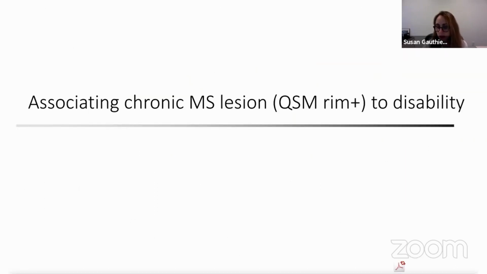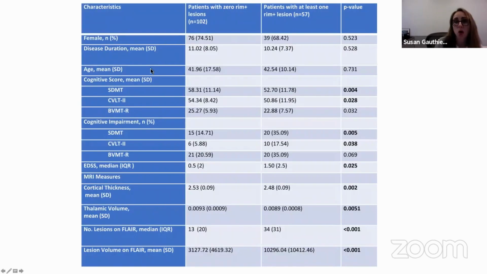The next step is to associate this with disability. In a cohort of about 159 relapsing-remitting MS patients, we counted all of the rim lesions. About 37% of the patients had at least one rim lesion. We wanted to look at disability as measured by cognition as well as ambulatory dysfunction on the EDSS.